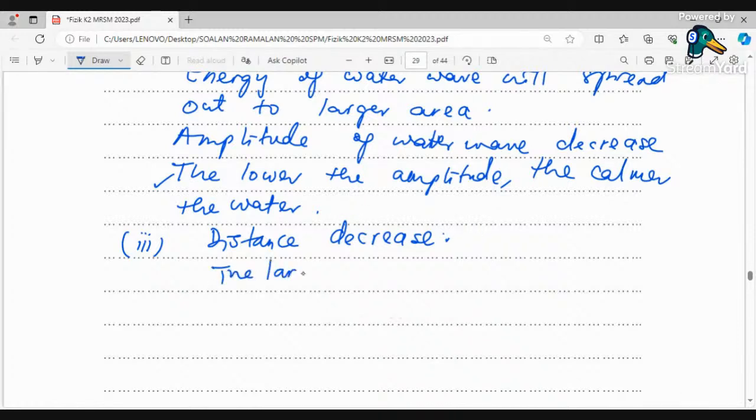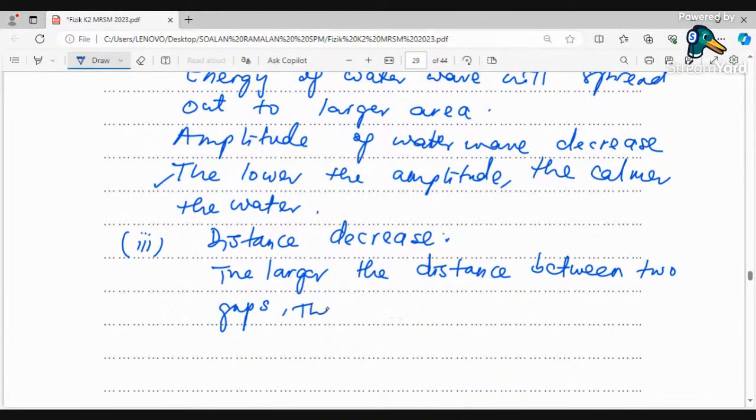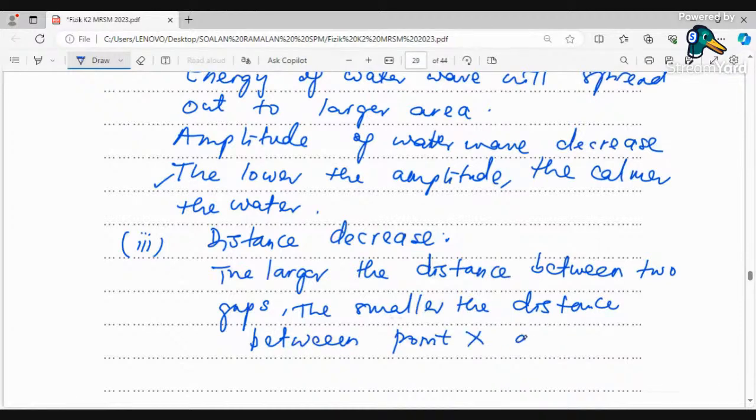The larger the distance between two gaps, the smaller the distance between point X and Y.